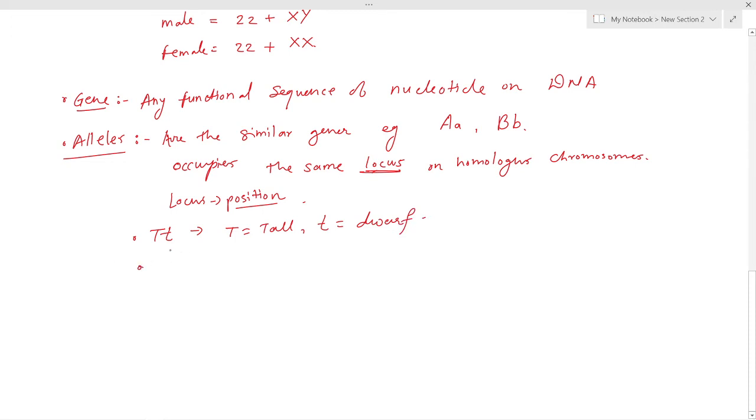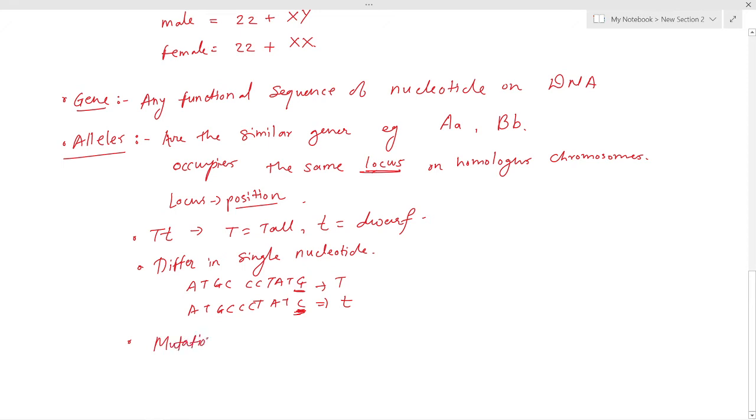They differ in a single nucleotide, that is ATGC, CC, TA, TG and ATGCC, TA, TC. So this becomes tall, this becomes dwarf. So they are formed due to mutation. If a certain situation is happening, this is basically due to mutation.